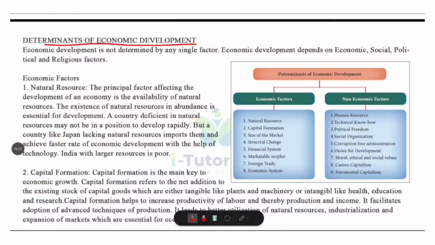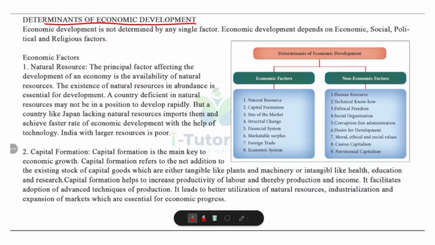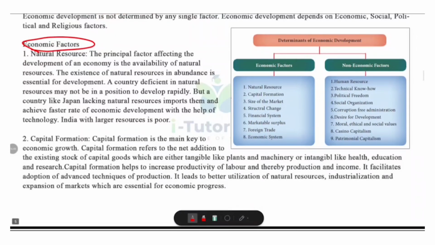Now we will discuss this very important topic, that is determinants of economic development. Economic development is not determined by a single factor. Okay, instead it depends on a combination of economic, social, political and even cultural factors. Let us first understand the economic factors, which are the most direct determinants of development. First one, economic factors. First, natural resources.